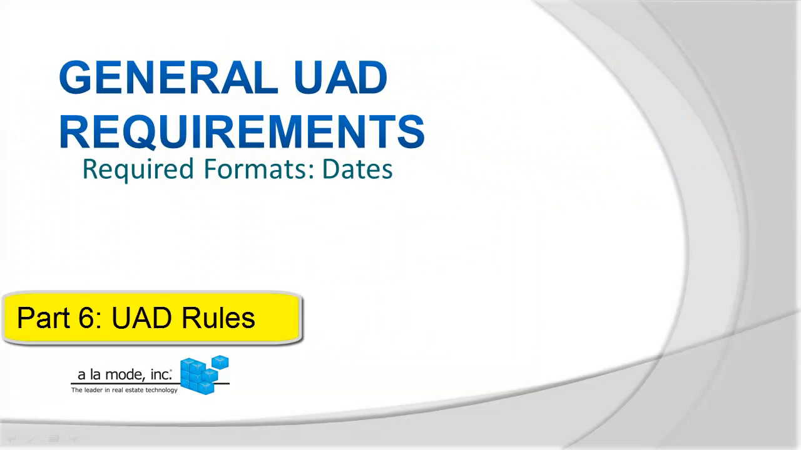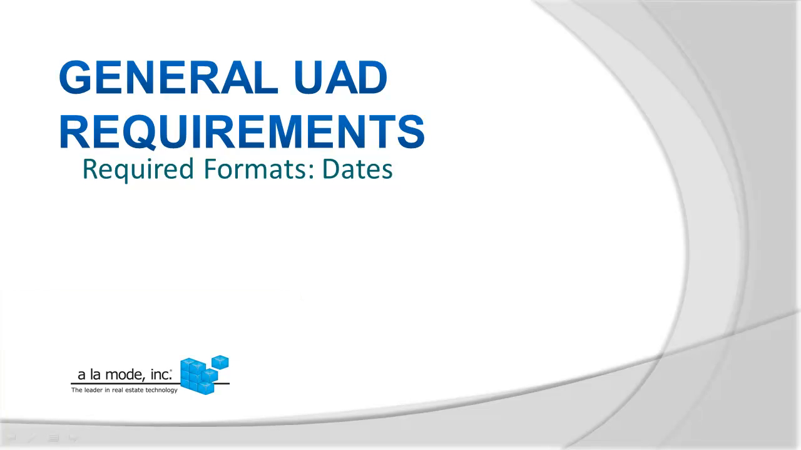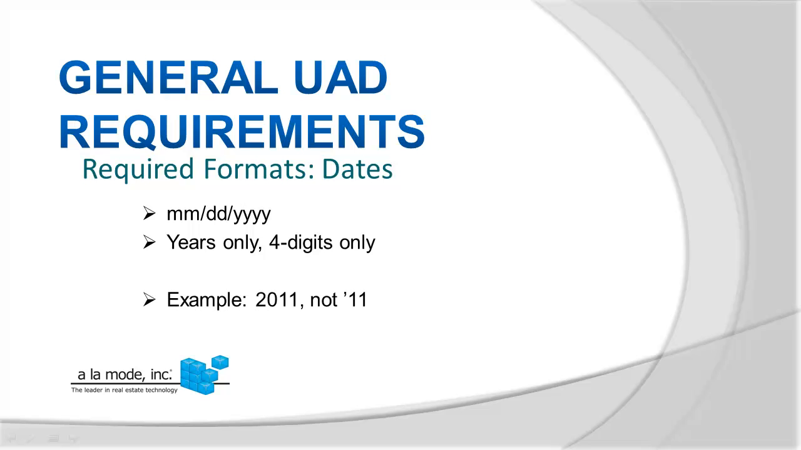All right, let's take a look at the nitty-gritty here and start getting into talking about what UAD does require. We'll start with the easy stuff, your dates. Your dates now have to be in this format. So your September 1st date of this year would then be written 09/01/2011. For those fields that have years only, like your taxes year field or the year built, 4 digits only allowed in that field. So for instance, you would put in 2011, not 11.